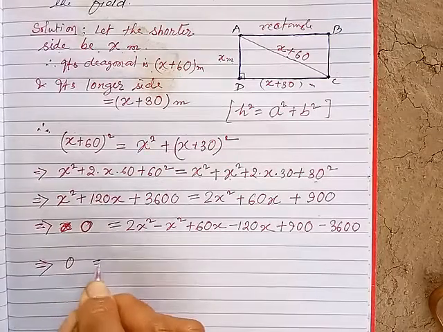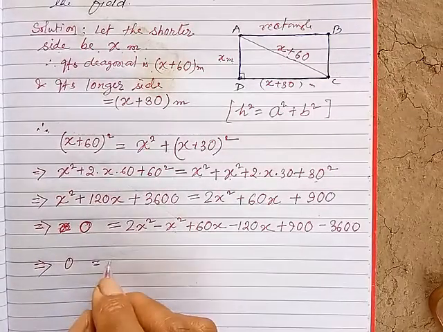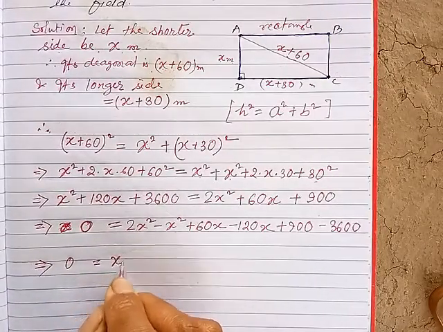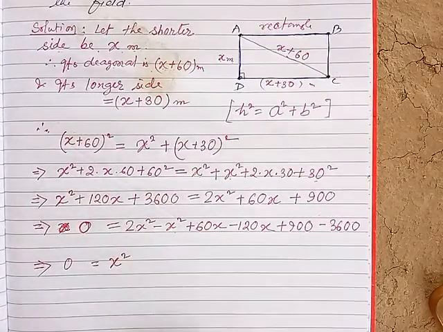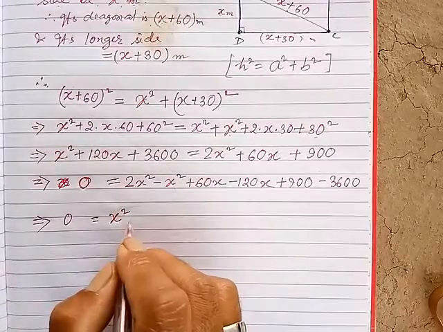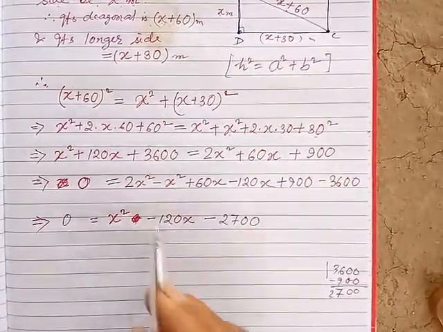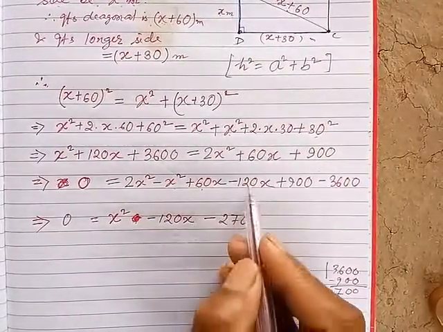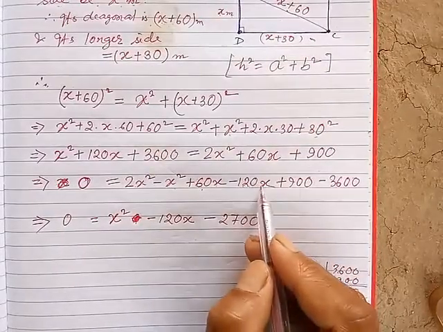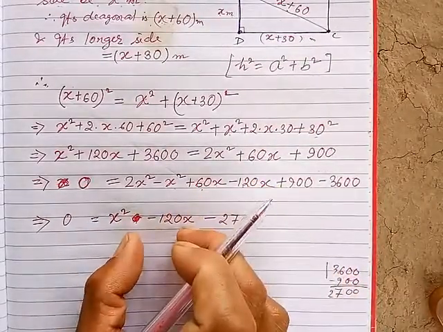Now let it remain the same. 2x square minus x square will be 1x square, we can write only x square. Plus, it will be minus 120x. If you calculate these two, plus 60x minus 120x, it will be minus 60x.